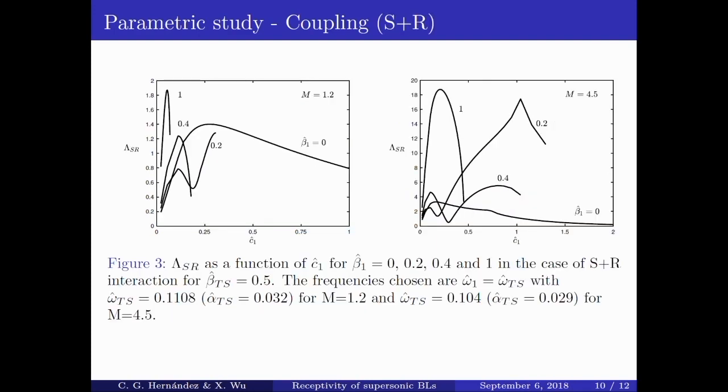And here I am showing some results for the sound roughness problem. So as you can see, the coupling coefficient is plotted versus C, and no clear tendency is really seen as we increase beta, the span-wise wave number.